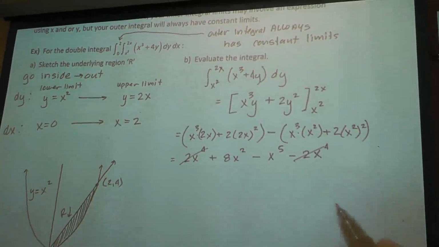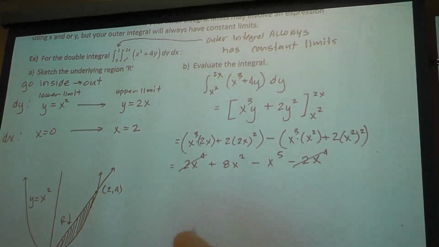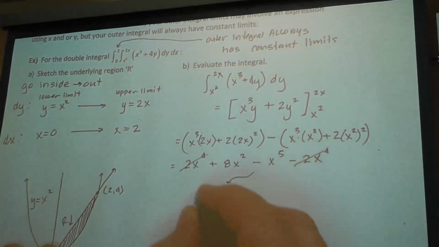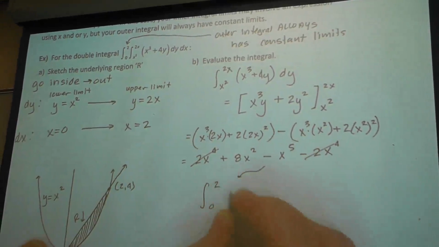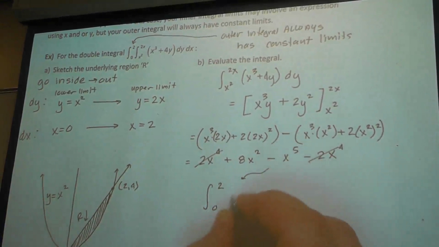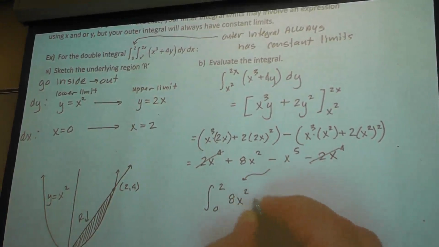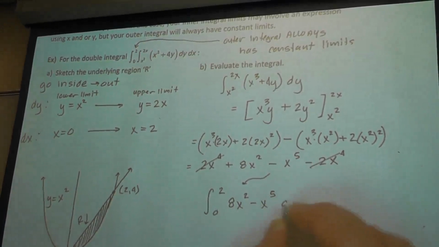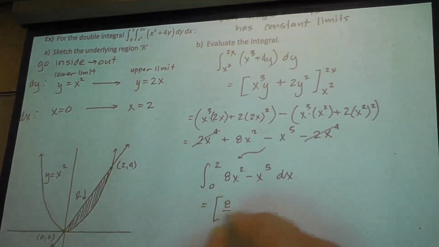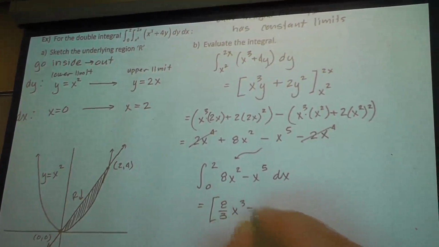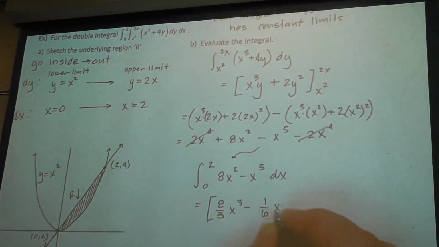So that way, by the time you get to doing your outer iteration of the integral, you're now going to do the 0 to 2 limits for what's left over. The 8x squared minus x to the 5th. And then that turns into 8/3 x cubed minus 1/6 x to the 6th.